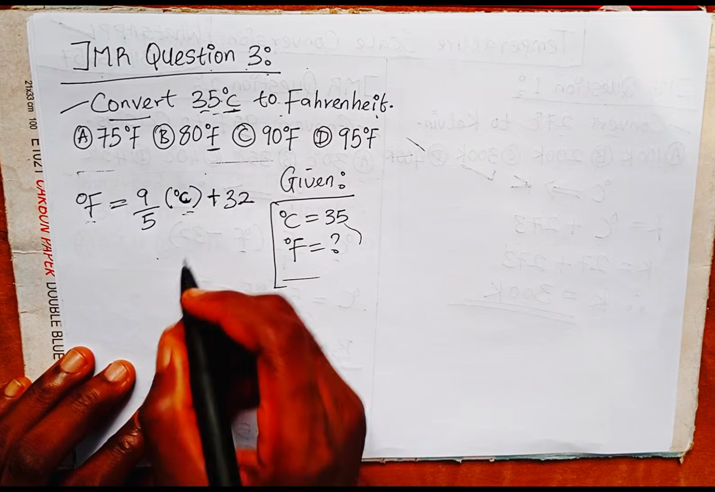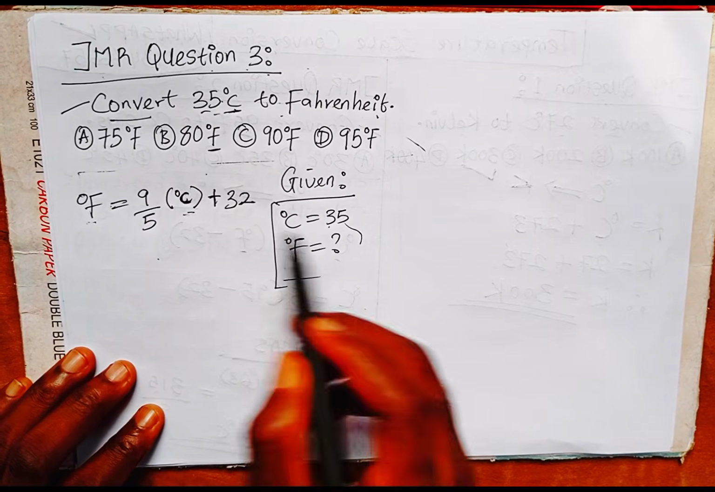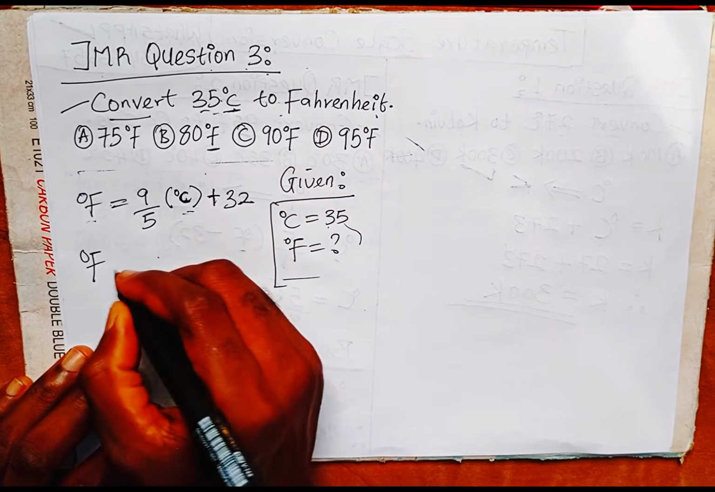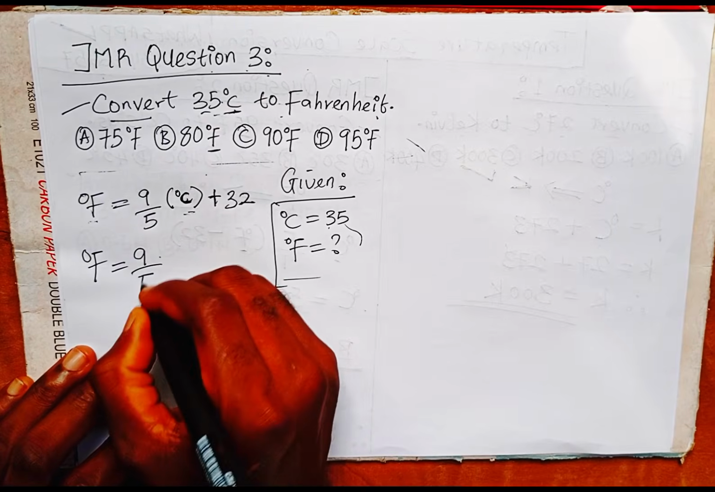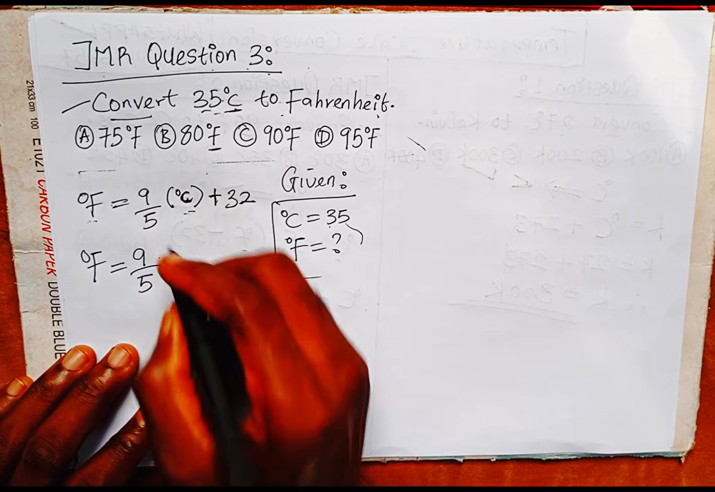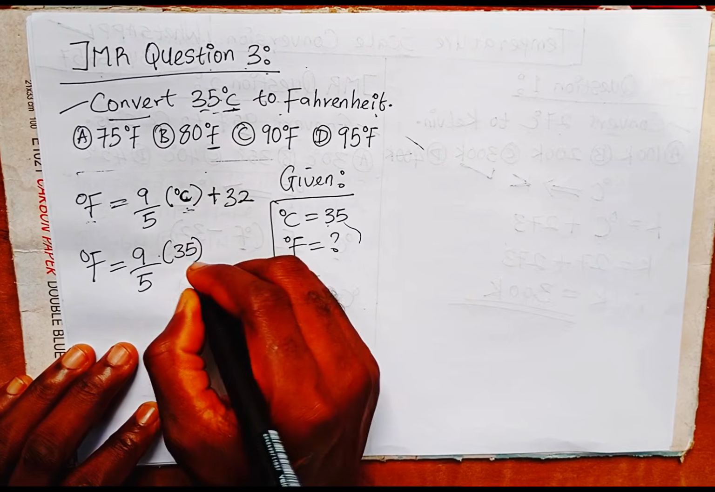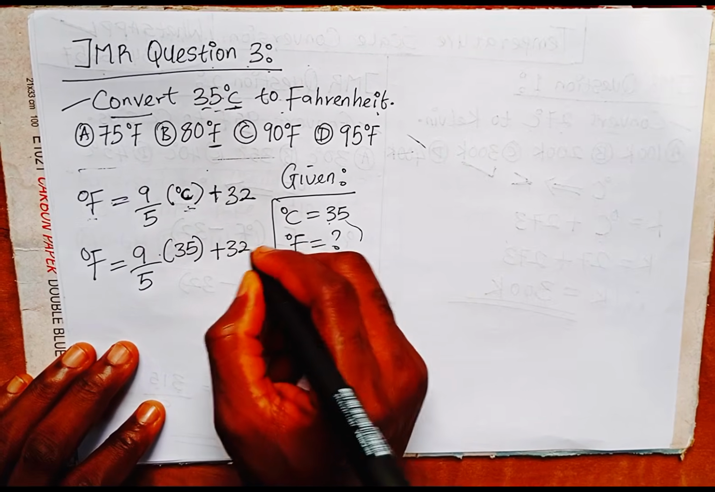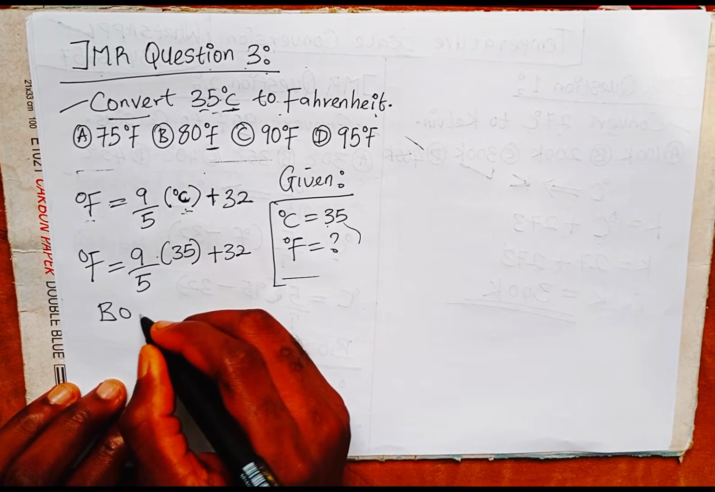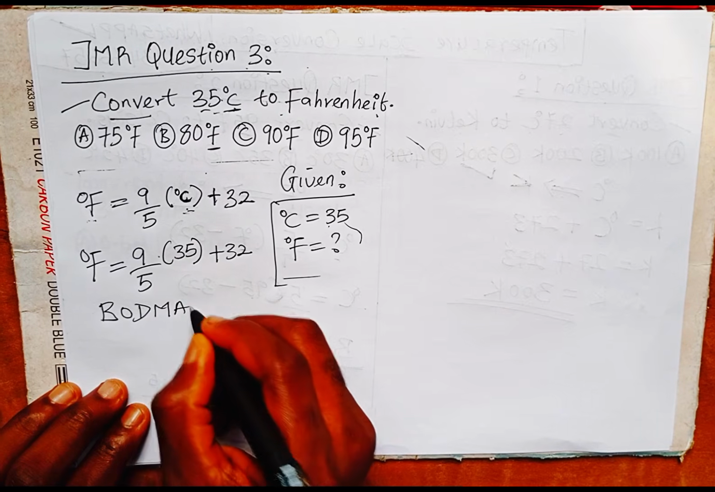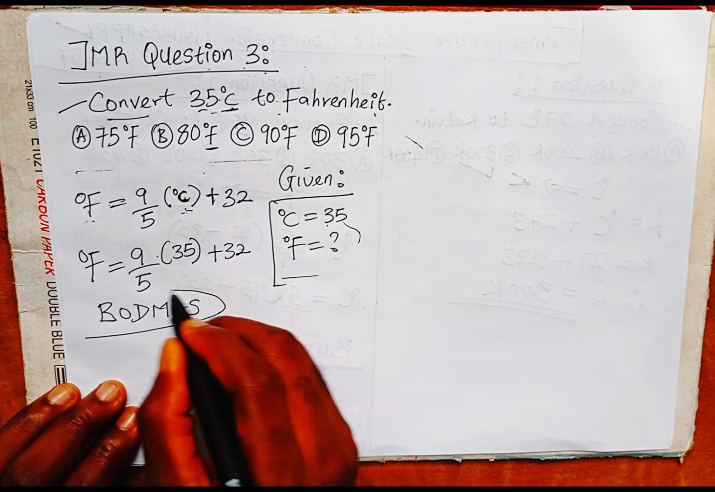So what are we going to do? Substitute, then we simplify. Degree Fahrenheit is equal to 9/5, and we put what we have inside the bracket. Don't forget this bracket. If you make a small mistake, you will fail on 35. Bracket close, plus 32. Here we are going to apply BODMAS. If you don't apply BODMAS, you will not get it correctly.